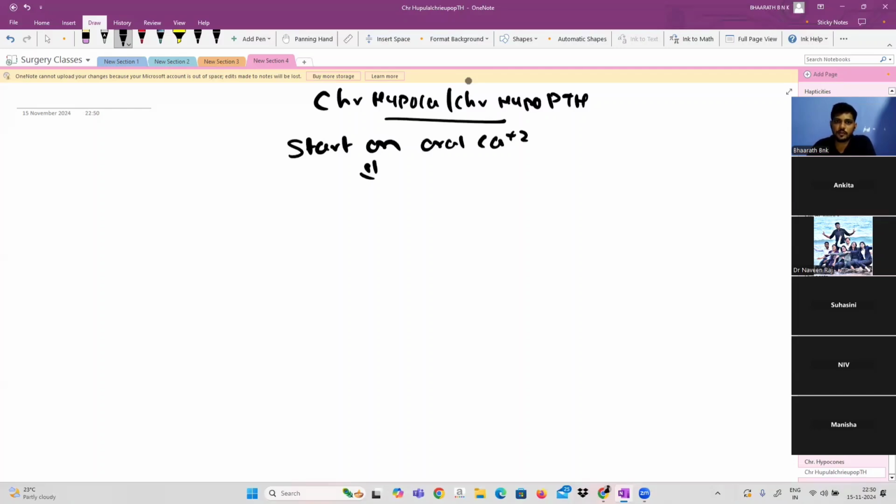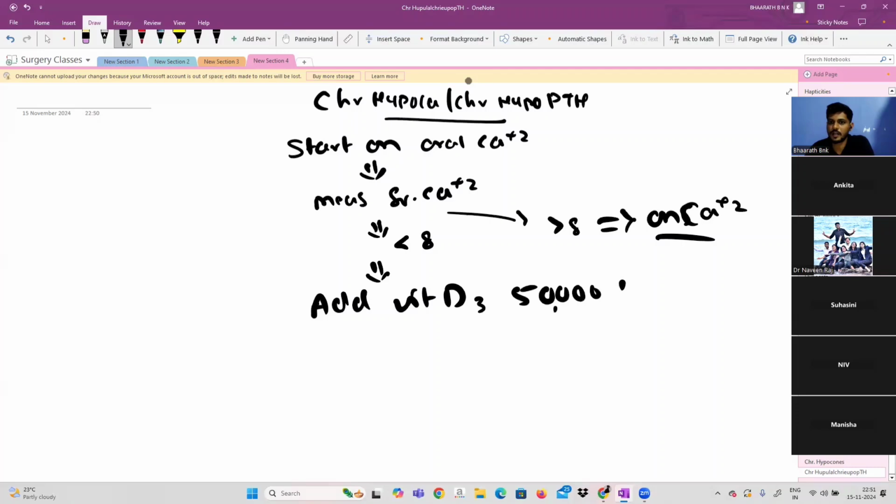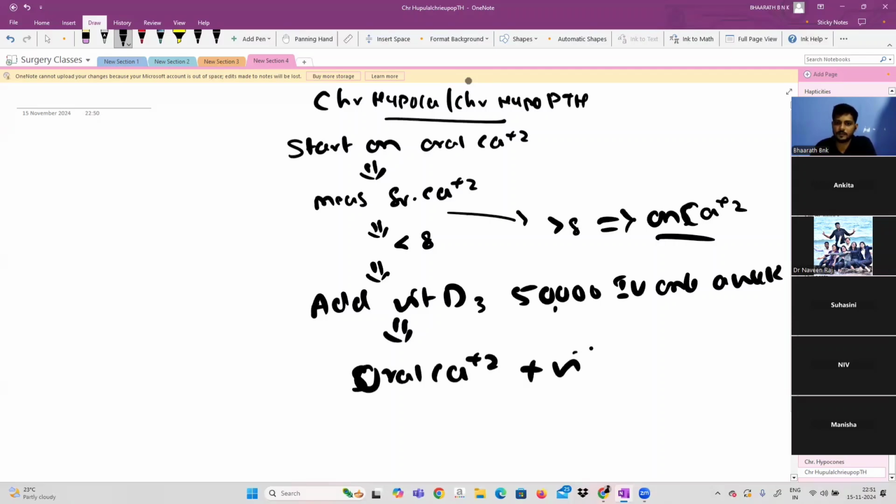You measure serum calcium after 1 month. Now, if this serum calcium is more than 8, you just continue this patient on calcium supplement only. If it is less than 8, you add vitamin D, right? Vitamin D3 is available in sachet form, in tablet form, and in liquid form. 50,000 international units once a week, right? So now the patient will be on oral calcium plus vitamin D.